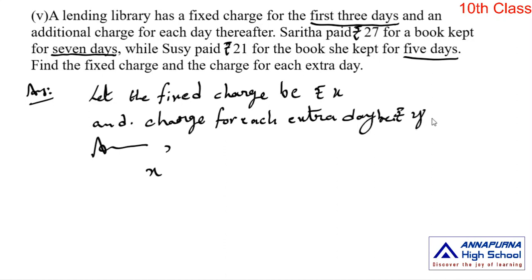So for 4 days, how much does she pay? 4y rupees. So for 7 days, how much does she pay? Fixed charge plus charge for additional days. So it is equal to x plus 4y. It is equal to 27. For these 7 days she paid 27 rupees, and we find this amount from the two quantities, the fixed charge x rupees and the charge for each extra day y rupees. So x plus 4y is equal to 27 because it is already given. So this is the first equation.